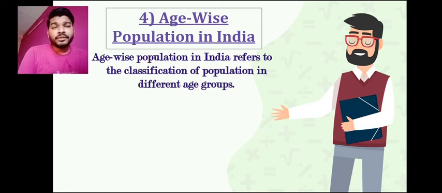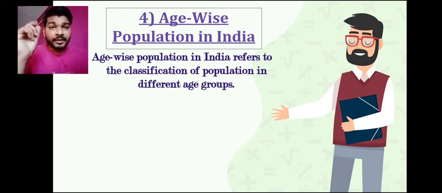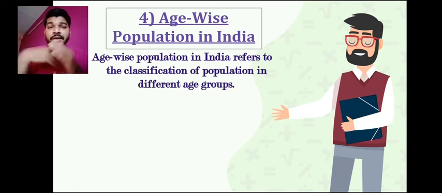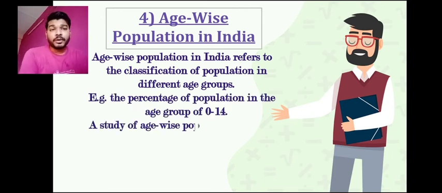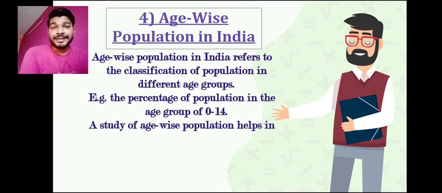So we are going to know batch-wise, or we can say we have distributed our age into different categories, and on the basis of that we are going to measure it, so that we can get a clear-cut idea. This age-wise population will help us know the classification of groups, whether it is a working group or a non-working group. Here, for example, we can know the percentage of population in the age group of 0 to 14.